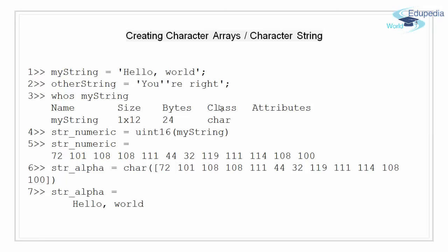As these numbers represent certain characters in the character class, the character conversion of these numeric values will return us a character array. This inverse conversion is shown in line number 6 and 7. In 6, I have defined a character numeric code in string alpha and I'm converting that to a character. So I get hello world for the equivalent numeric codes.